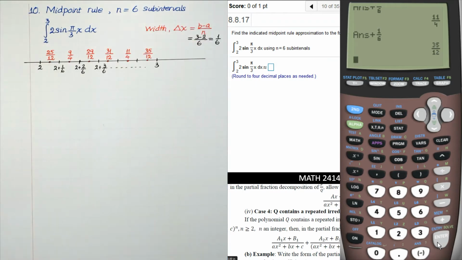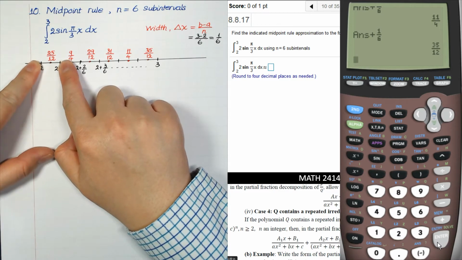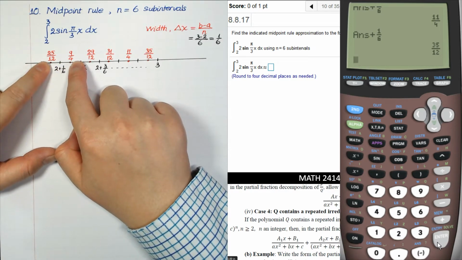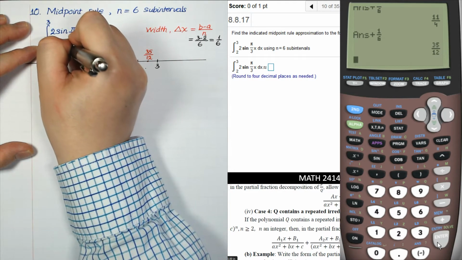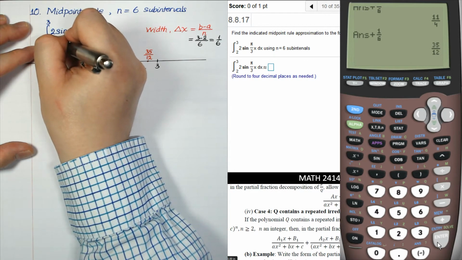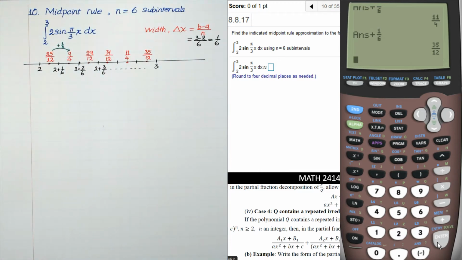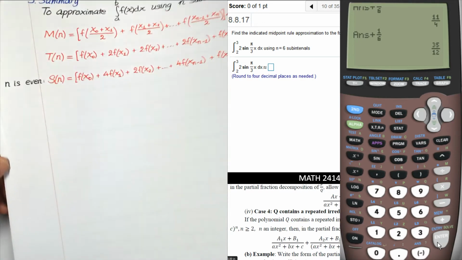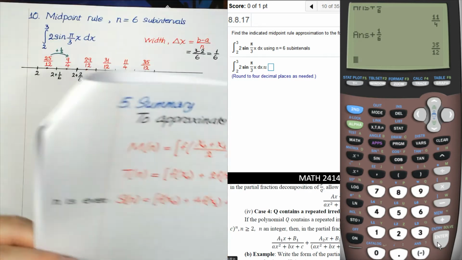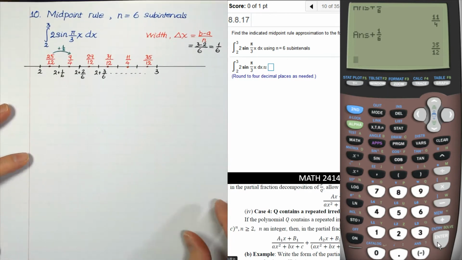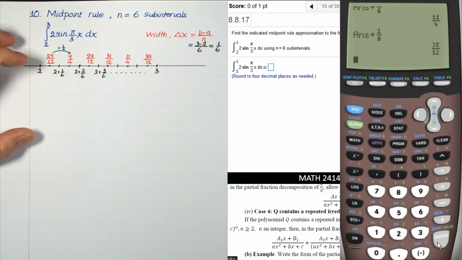So those are all the midpoints. Once again, the distance between two sample points is the same as the distance between midpoints. So when we have the first one, just add the 1/6 into it and keep doing that. We have all those points. And the midpoint rule is the function evaluated at those midpoints multiplied by delta x. So this is very simple. First, I will store this number into a list.